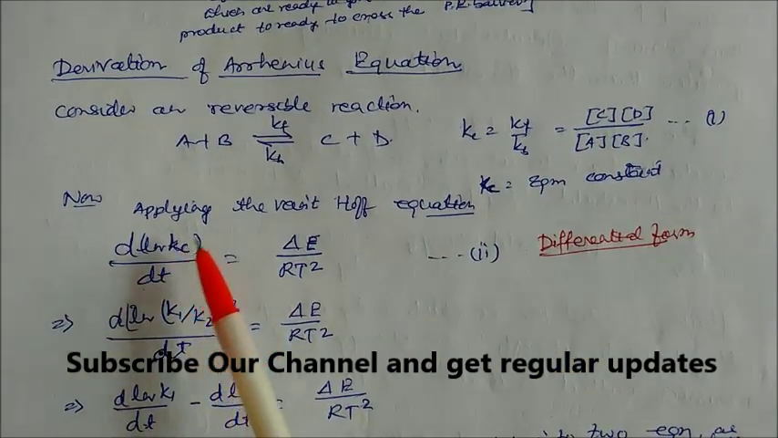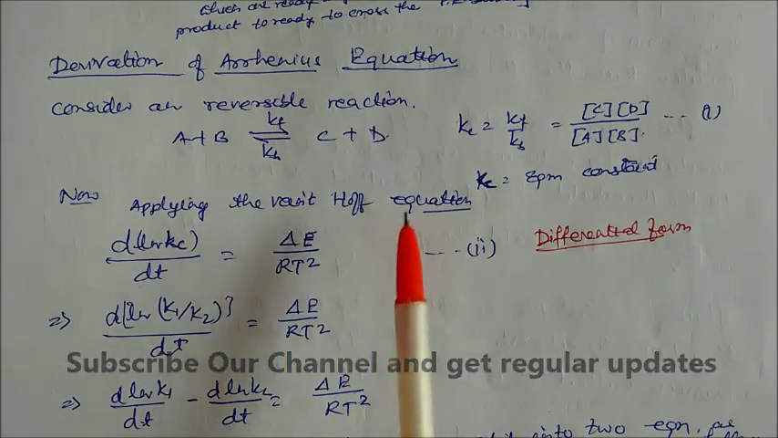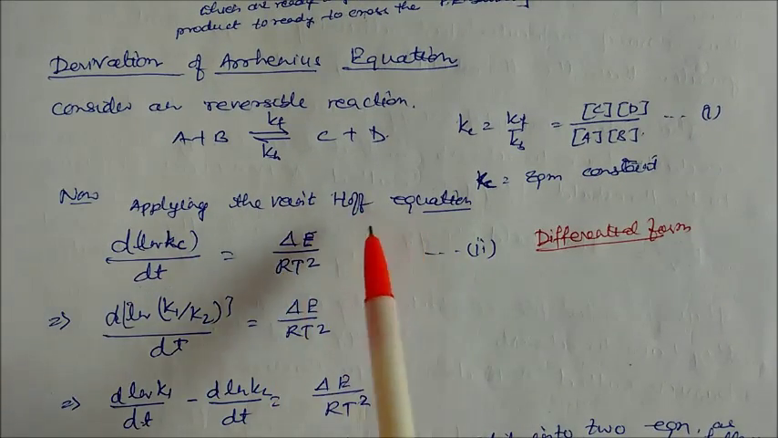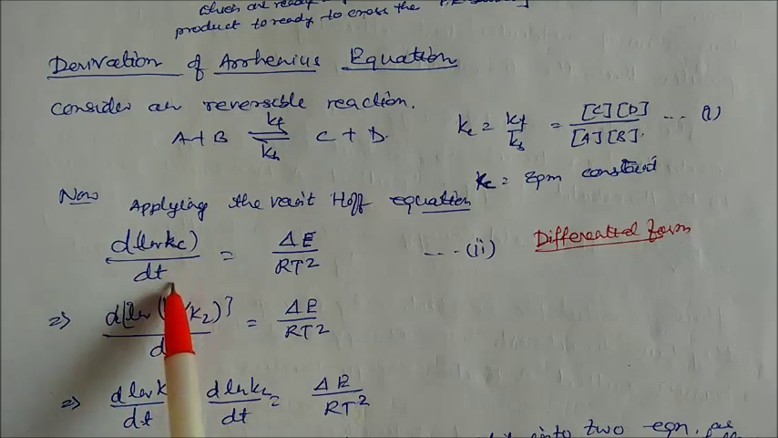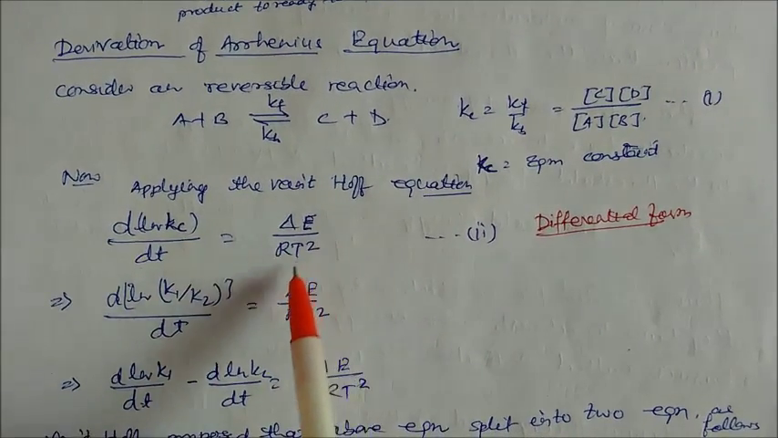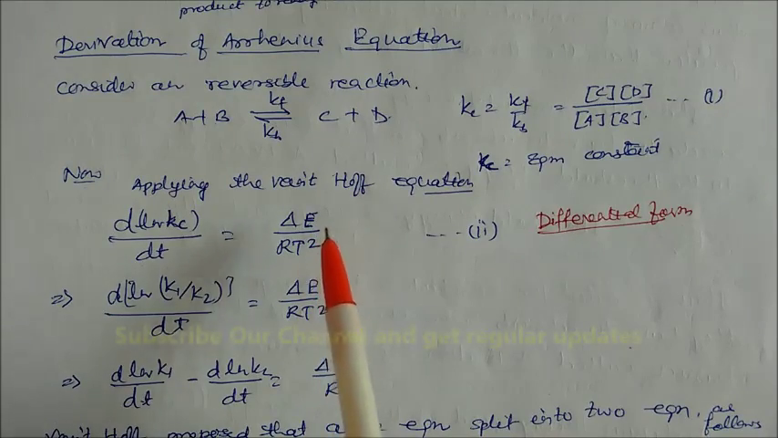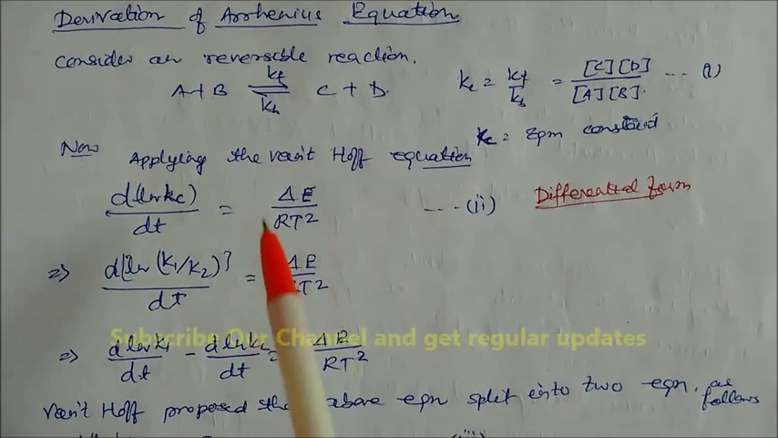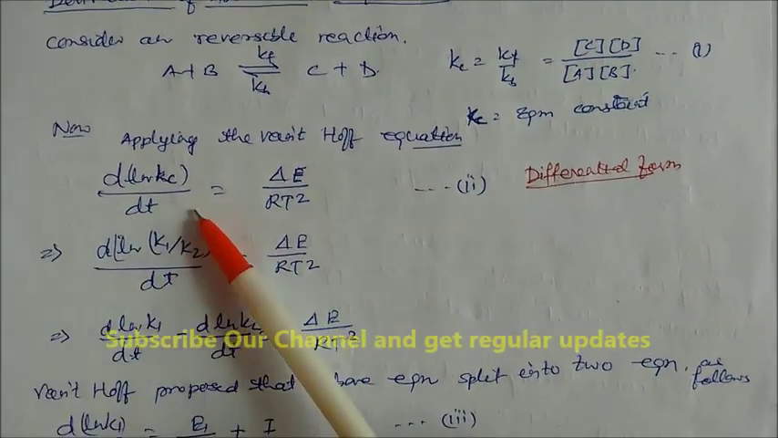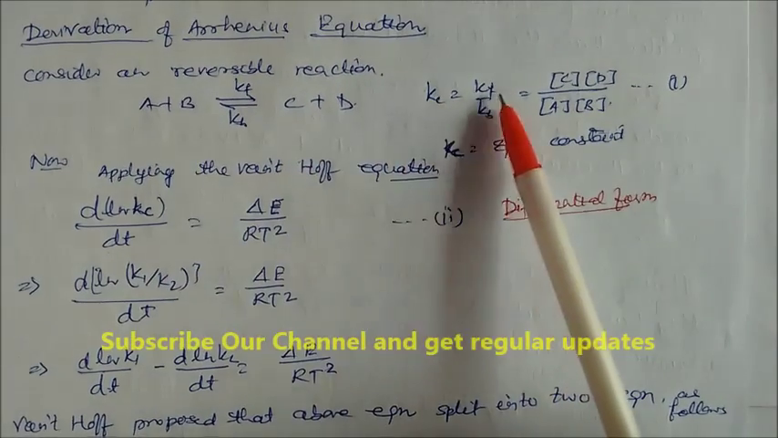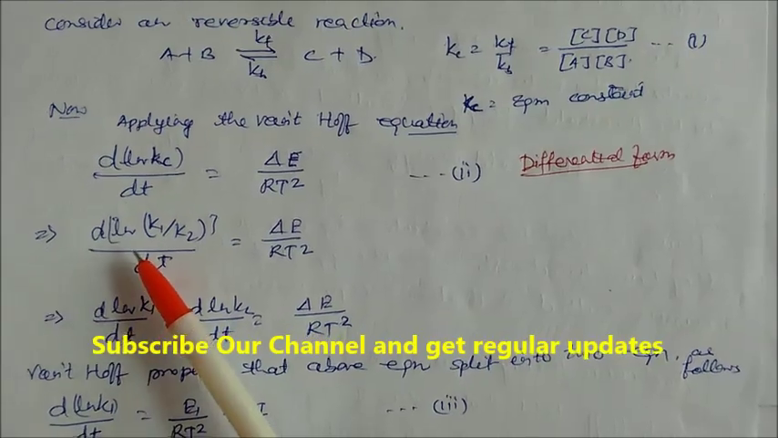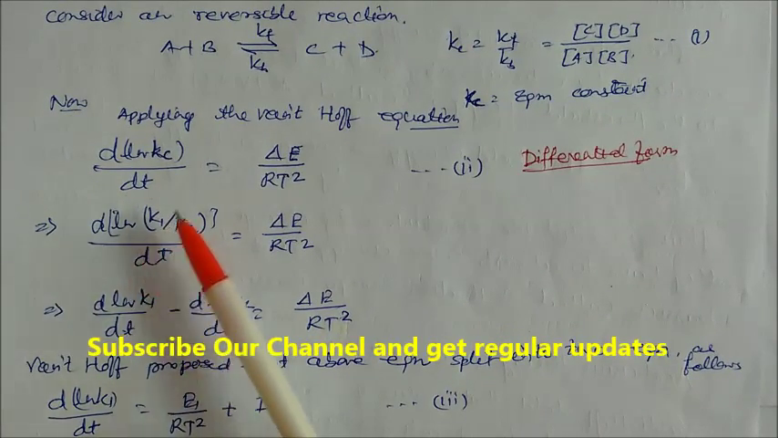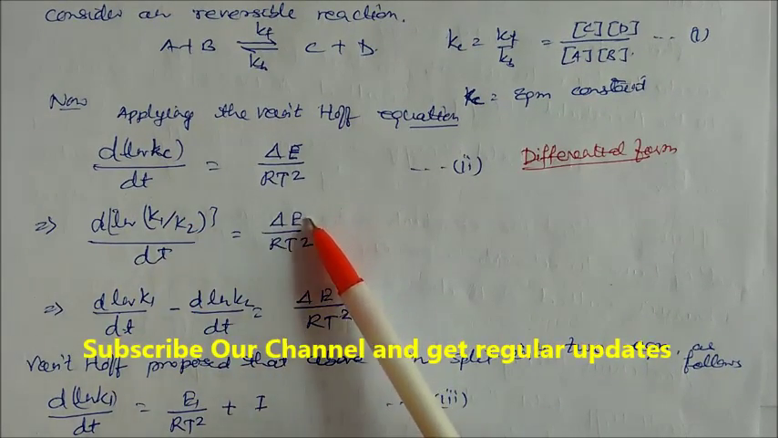If you apply the Van 't Hoff equation, this we do not need to study. Van 't Hoff has given the equation that the derivative of natural log Kc with respect to T is equal to delta E upon RT square, where E is the enthalpy of the reaction. We can write Kc in terms of Kf by Kb. Let us take Kf and Kb as K1 and K2.